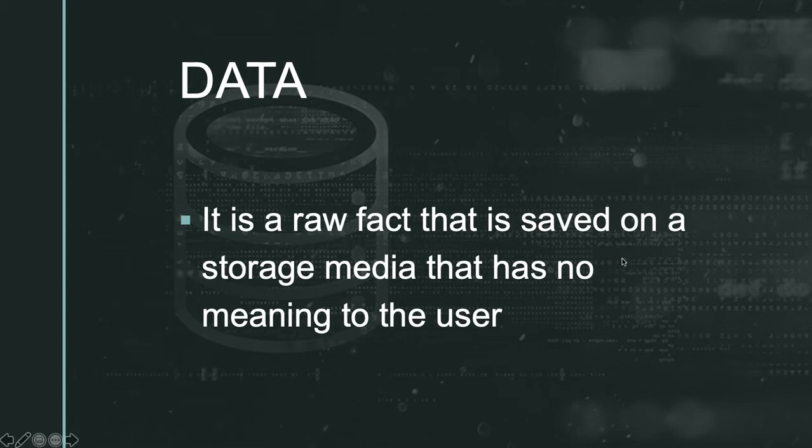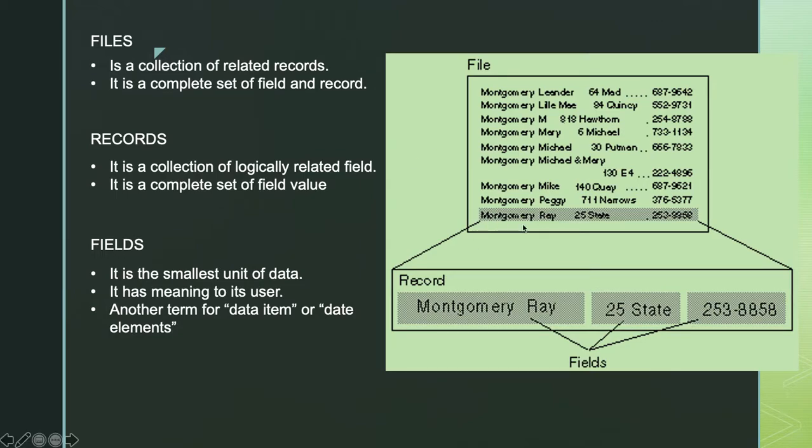Okay? Next is, what is data? Okay? It is defined as a raw fact that is saved on a storage media that has no meaning to the user. Bakit has no meaning? For example, go back with the previous slide. Okay, let's go back with this. Okay. So, ibig sabihin, this Montgomery ray, okay? So, pag ito ay isang data, 25 state, isang data to. 2539959, isang data. Okay? Ibig sabihin, kung a single data lang, walang meaning yan.